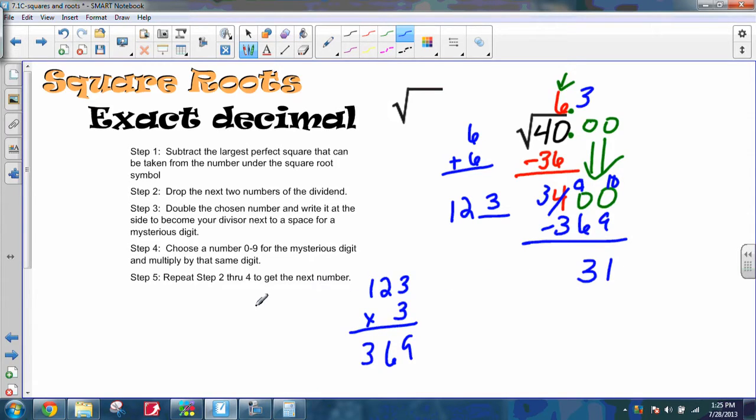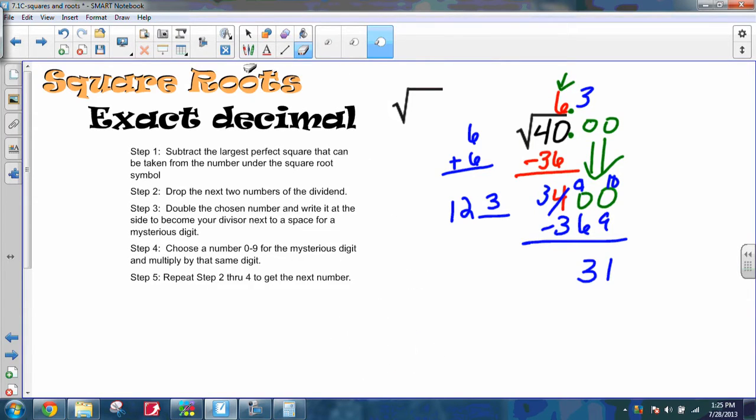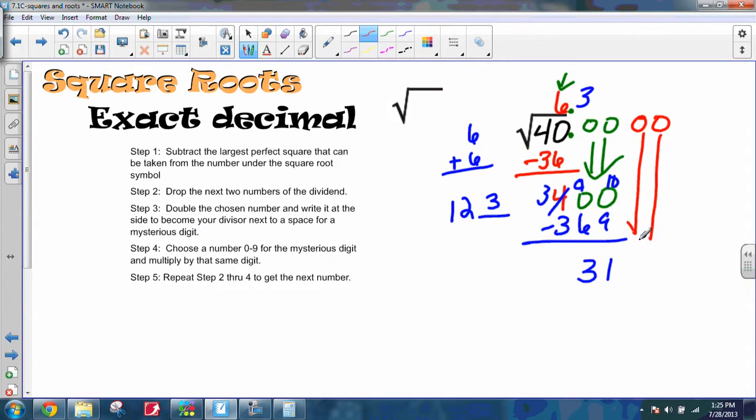Now, step number 5 says repeat steps 2 through 4 to get the next number. So let's restart. Step 2 says drop the next two numbers of my dividend. The next two numbers are zeros. So I'm going to drop those down, turning that 31 into 3,100. Step number 3 says I need to double the chosen number and write it next to the space for a mysterious digit. The number that I chose was 3, so I have to add 3 and 3. So that makes 126 with a mysterious digit.